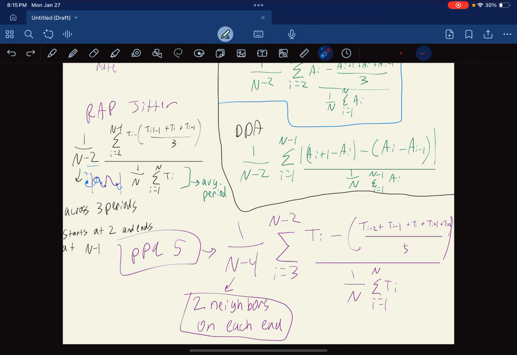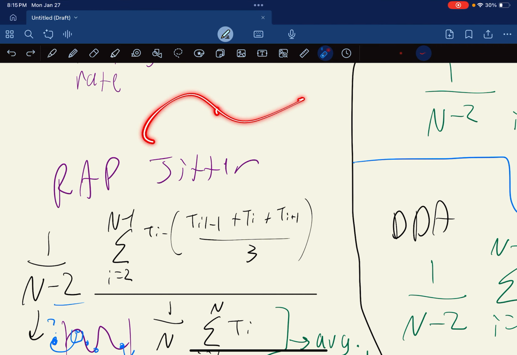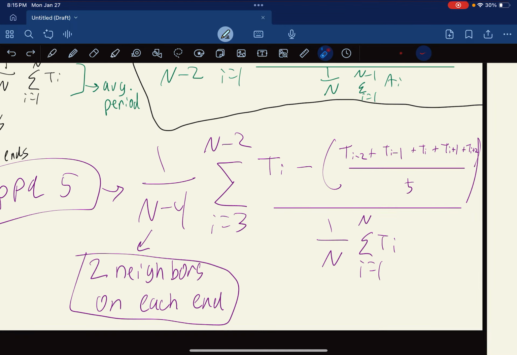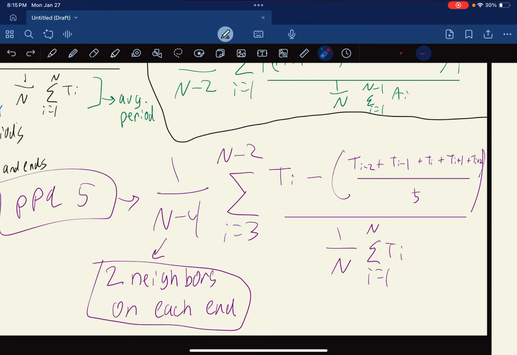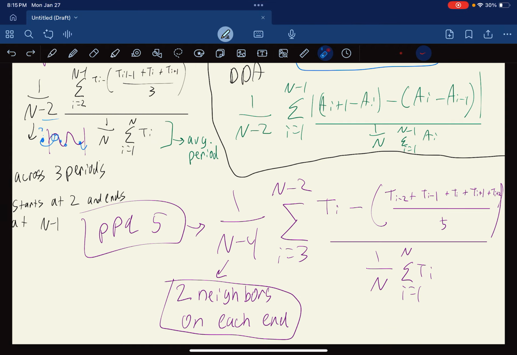Okay, now moving on. PPQ5 jitter. So basically similar to RAP jitter. That had a point and one neighbor on each side, two neighboring points. Well, for PPQ5, you actually have two neighbors on each side. So now it's a point and four neighbors that you're all factoring in. That's PPQ5. You can start to see the pattern here. It's 3, 5, and then it's going to go up to 11 for a reason I'll explain later. But as you can see, it's the exact same format.